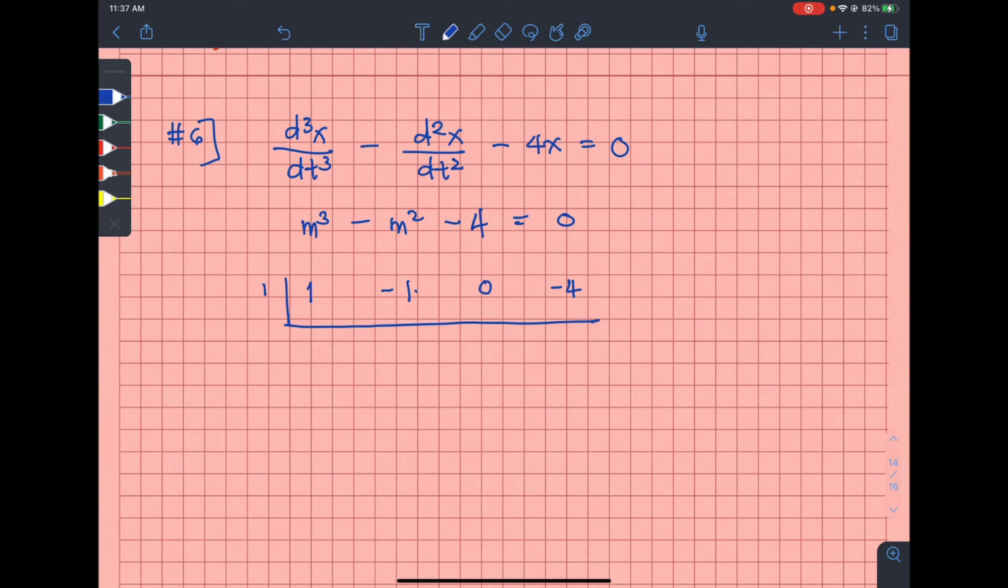Ayun. So, it's negative 4. So, pwede we could try 2. No? So, kung 2 naman, so bring down 1. 2. 1 times 2 is 2. So, negative 1 plus 2 is 1. 1 times 2 is 2. So, 0 plus 2 is 2. So, 2 times 2 is 4. So, making it 0. So, this sabihin, so we already have m sub 1 which is positive 2.